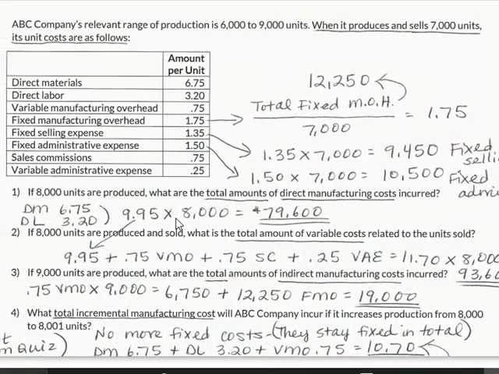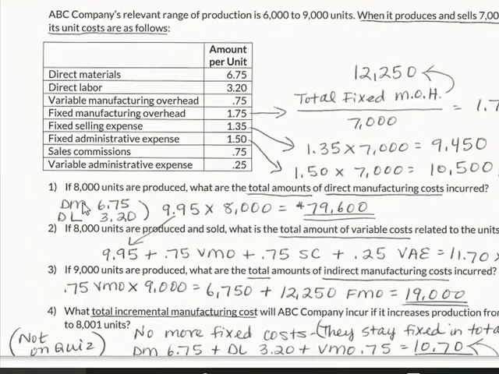Now let's go ahead and answer question 1. If 8,000 units are produced, what are the total amounts of direct manufacturing costs incurred? So we have to pay attention to the wording in this problem. We're asked for total amounts, and we're asked just for direct manufacturing costs. So direct manufacturing costs include just direct materials and direct labor, because by definition, the manufacturing overhead costs are indirect.